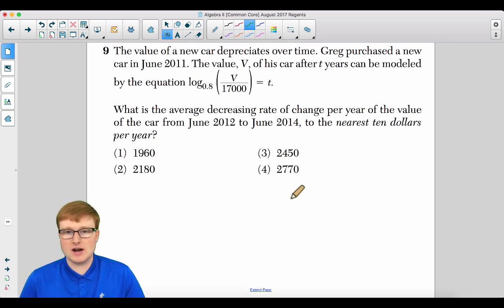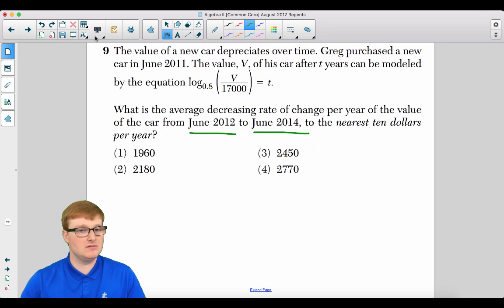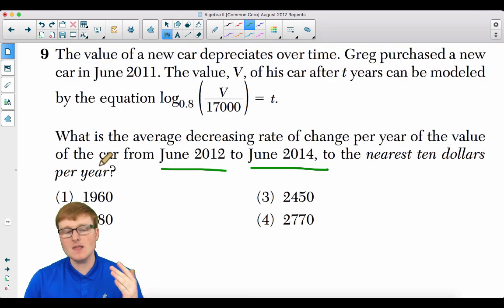The value V of his car after t years can be modeled by the equation log base 0.8 of V over 17,000 equals t. What is the average decreasing rate of change per year of the value of the car from June 2012 to June 2014 to the nearest $10 per year? So here's the deal, what you need to do. From June 2012 to June 2014, it looks like only 2 years went by, right? So here's what you want to do.